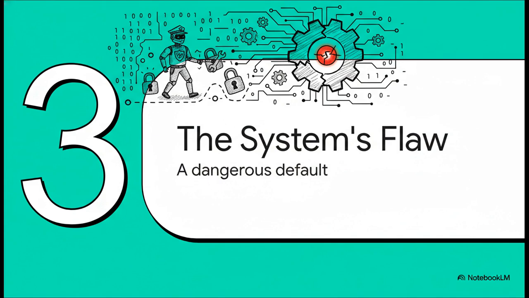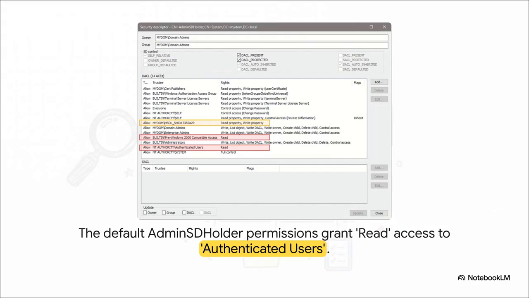We have an automated guard constantly making its rounds and fixing permissions. What could possibly go wrong? Well, here's the twist. The system that's supposed to be protecting you has a massive flaw. And this right here is the smoking gun. These are the default permissions on that AdminSDHolder object itself. And do you see that? Authenticated users. They have read access.